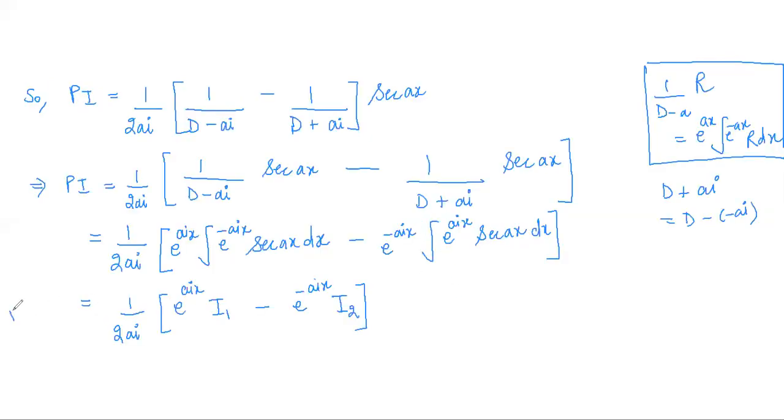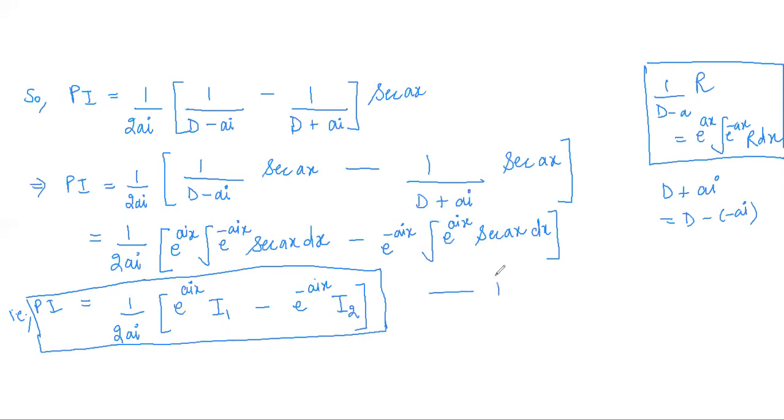We can name this equation as equation number 1. Consider I1. I1 is integral of e raised to power minus iota ax secant ax dx.